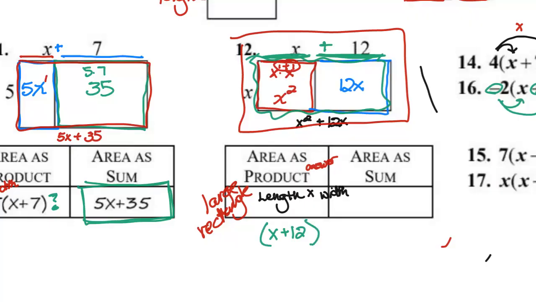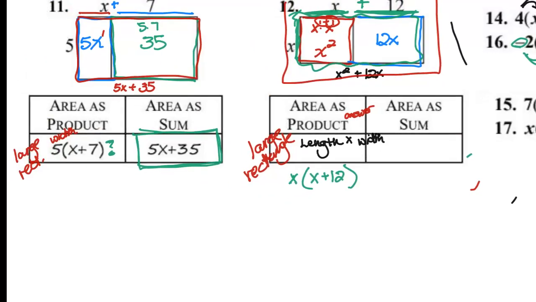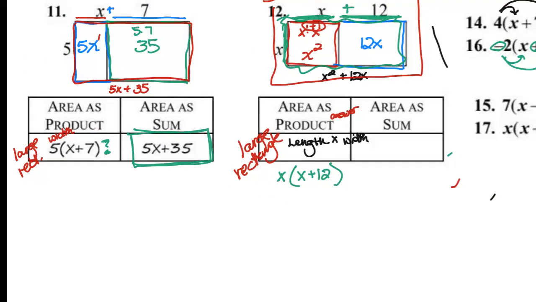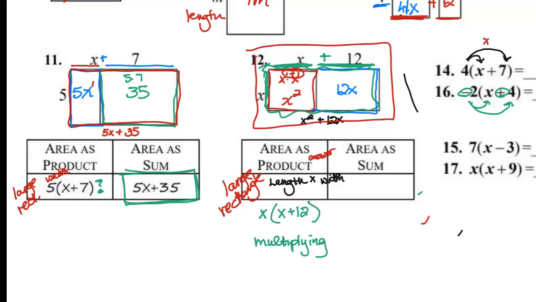And what is the width then of that large rectangle? X, right here. X. Now, I'm going to put it out in front. The length and the width, I say length is longer, but not always. So this is showing the area as a product where you are multiplying. And then the area as a sum happens when you've already found the area of the two smaller rectangles, and you're putting them together.